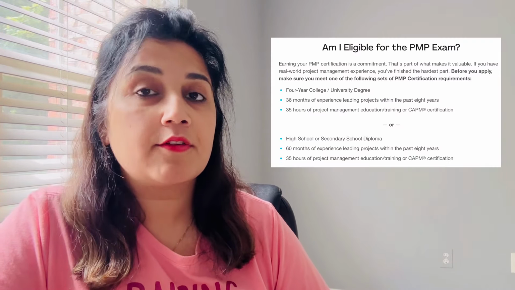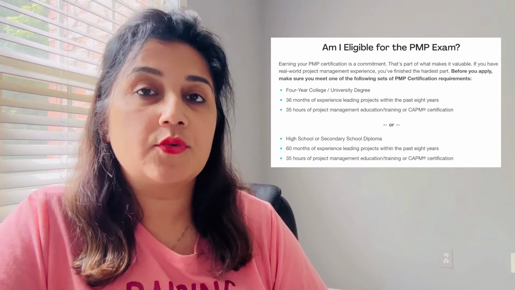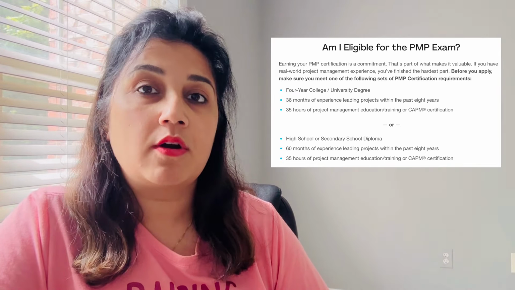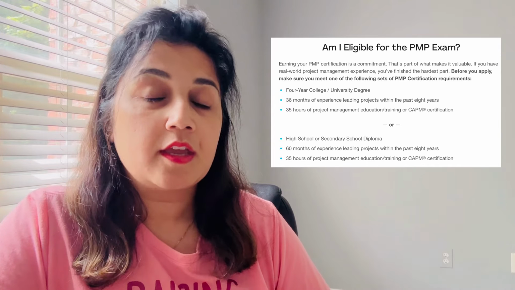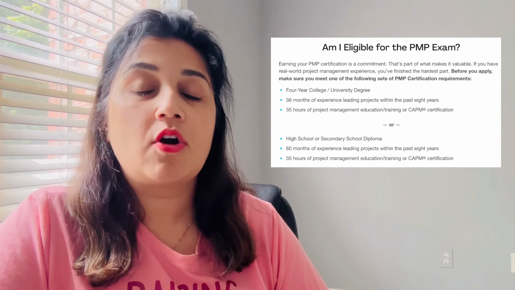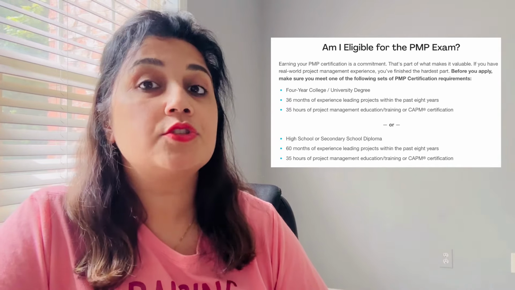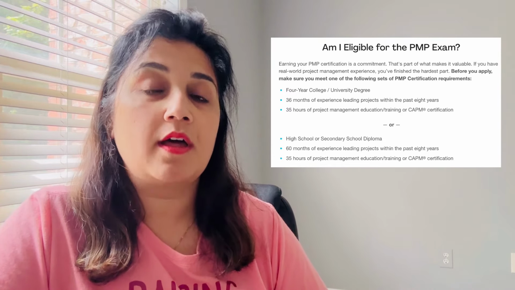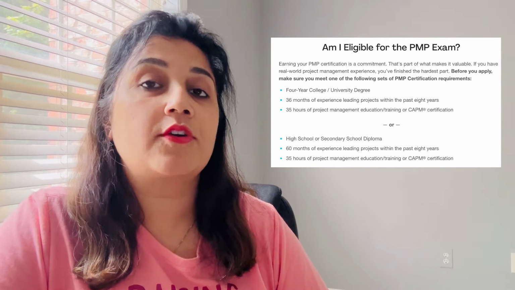Now let's try to understand this eligibility criteria step by step. This whole eligibility criteria is further divided in two ways. If you have a 4-year college degree or university degree, a bachelor's degree, you are eligible for criteria number 1. If you do not have a 4-year college or university degree, but you do have a high school diploma or a secondary school diploma, then you are eligible for criteria number 2.